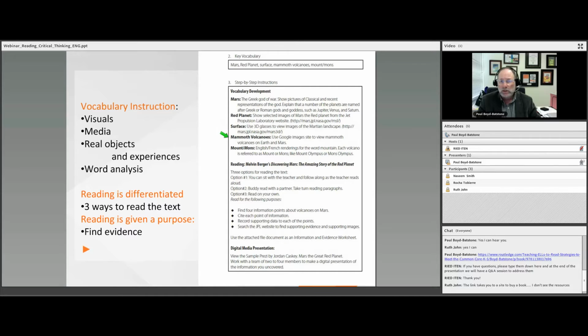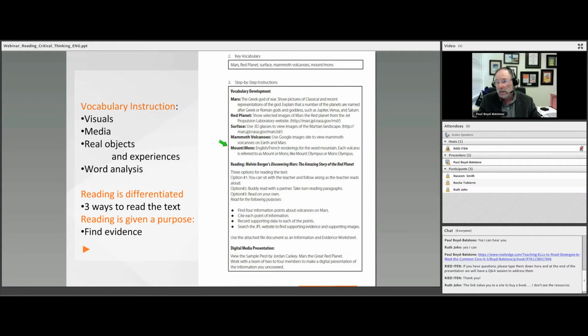There's also a section where we look up on Google Images the idea of mammoth volcanoes on Earth and also on Mars. And many of these features didn't use English to be named. They used French and English to identify the different names, such as Mount Olympus or Mons Olympus, for the different names on the planets.